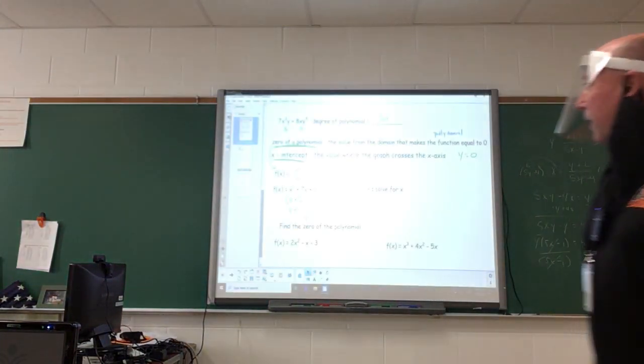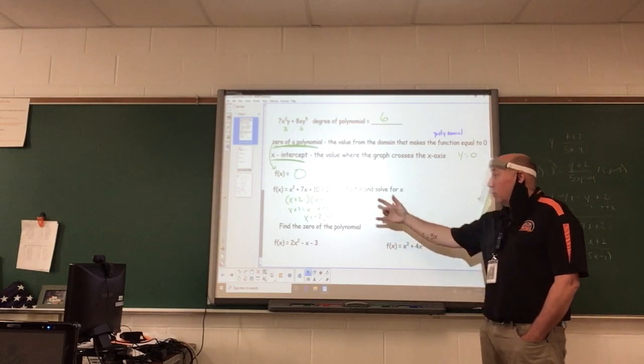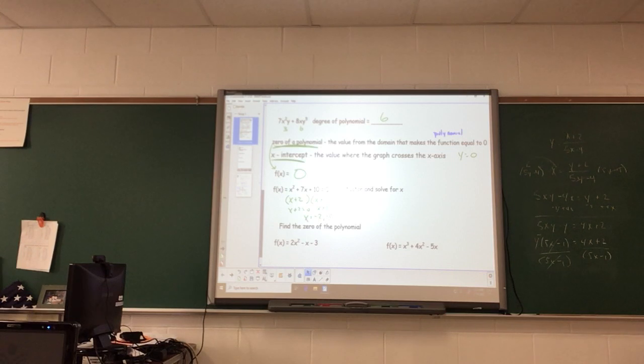We talked about zeros of the polynomial. When we talked about the zeros of a polynomial, it's just whatever makes the function equal to 0. So whatever makes your function equal to 0, that's your zero of the polynomial.